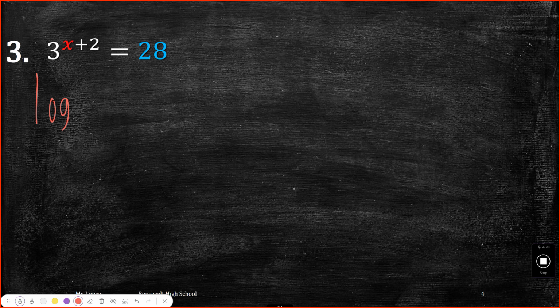Base 3, log base 3 of 28 is equal to x plus 2. So what are you going to do? You're going to go log 28 divided by log 3, then do what? Minus 2, yes? All right. That's what you're supposed to do. That's faster than the other way.